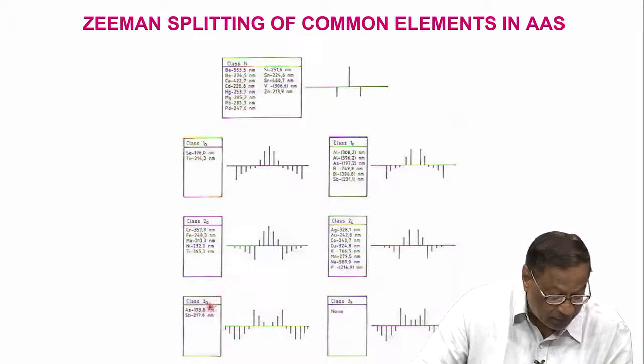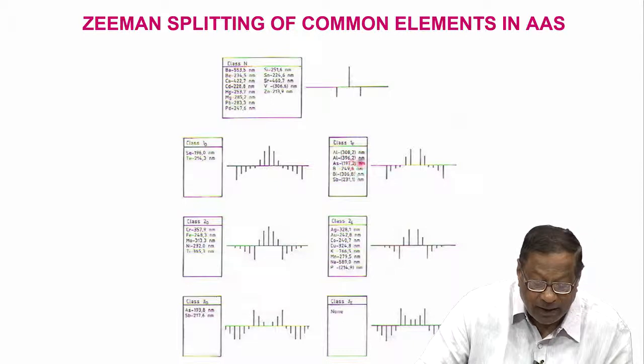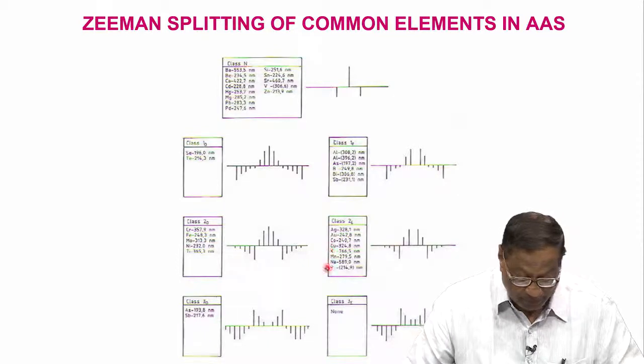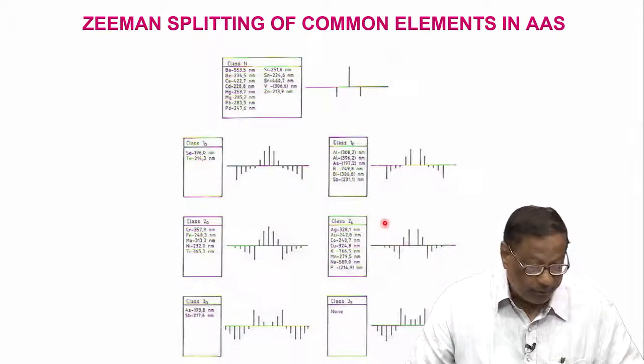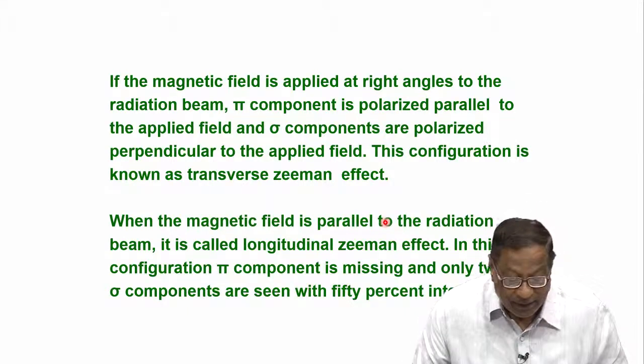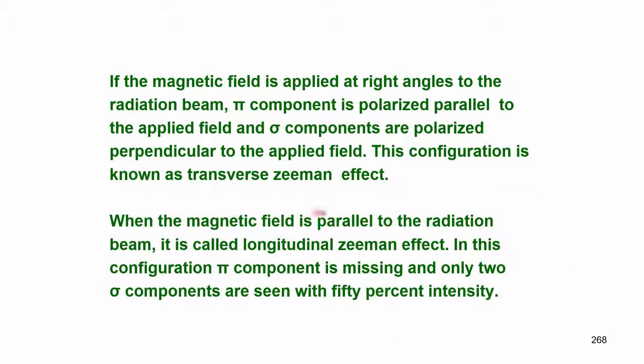Similarly, we have class 30, that is arsenic and antimony. Others are aluminium, etc. Most of the other elements are defined here. The splitting is shown here. So, if the magnetic field is applied at right angles to the radiation beam, the pi component is polarized parallel to the applied field and the sigma components are polarized perpendicular to the applied field.